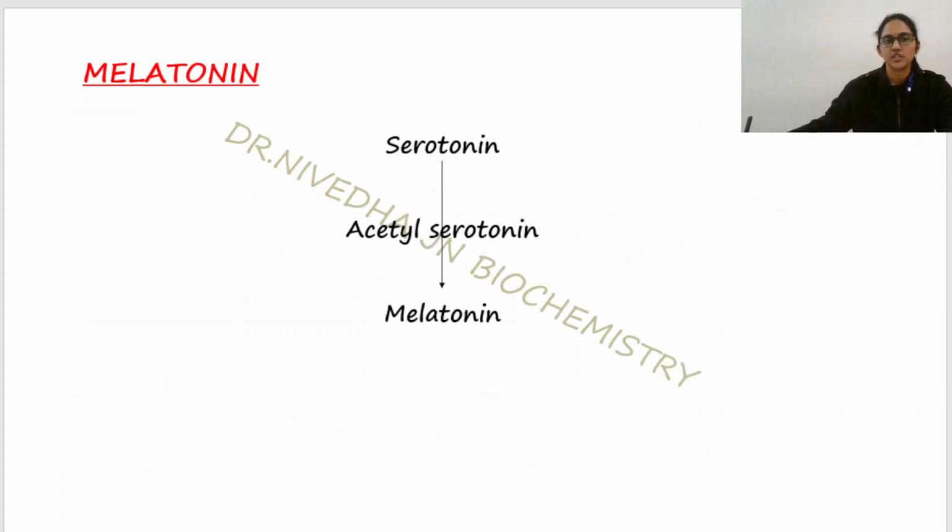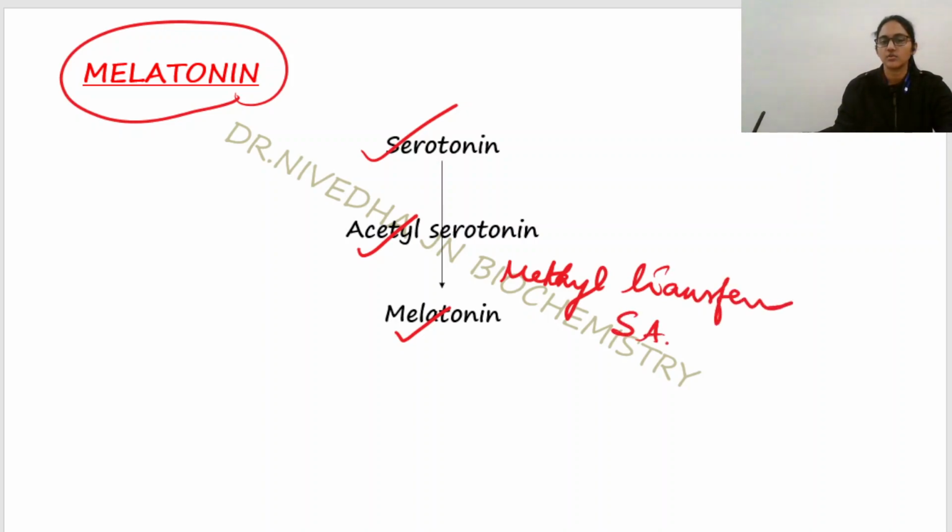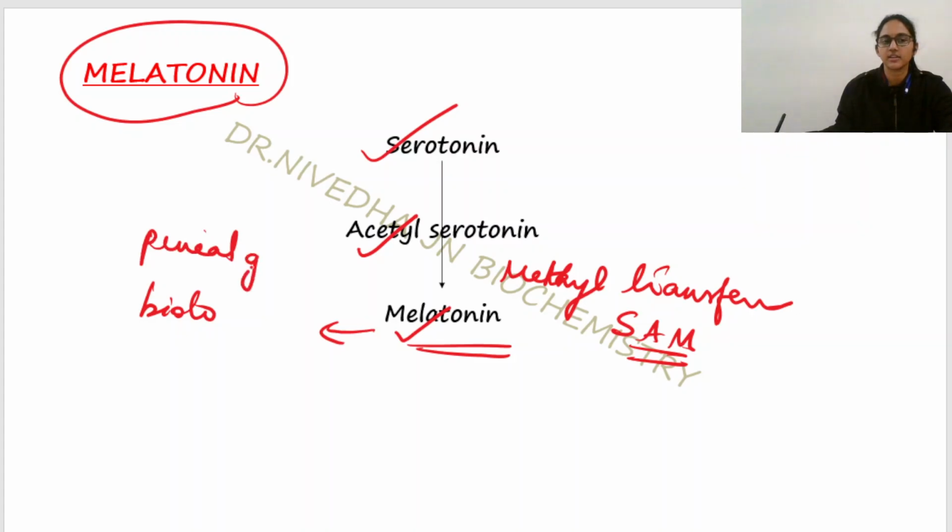So the next special product is melatonin. Serotonin gets acetylated to acetyl serotonin, which gets methylated to form melatonin, with S-adenosyl methionine as the methyl donor. So what is the function of melatonin? It acts as a biological clock. It is secreted by the pineal gland. It is responsible for maintaining diurnal rhythm in humans. This is the function of melatonin.